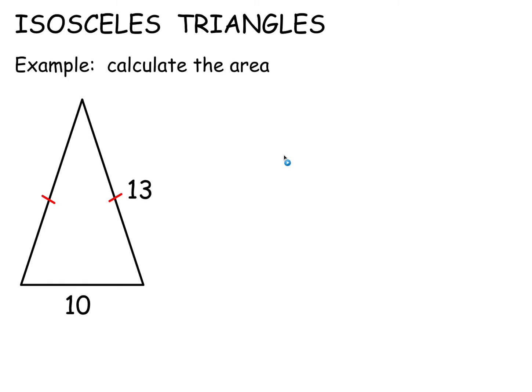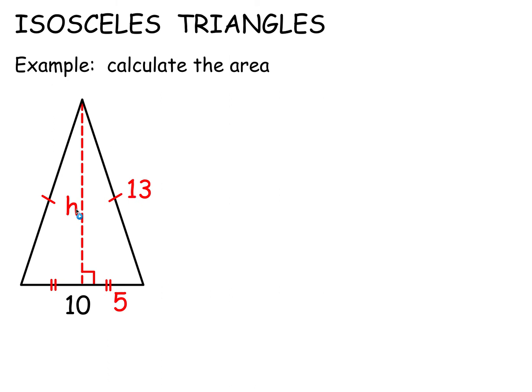This is an isosceles triangle. It has two equal sides. We want to calculate the area. That's half the base times the height, but we don't know the height. Now at first, it doesn't seem to involve Pythagoras' theorem because there's no right angle. However, if we draw the height in, it makes a right angle with the base. The base is halved. And we've got a right angle triangle where the hypotenuse is 13.